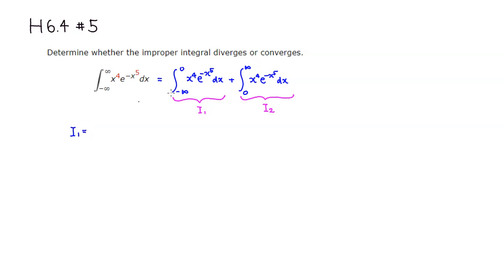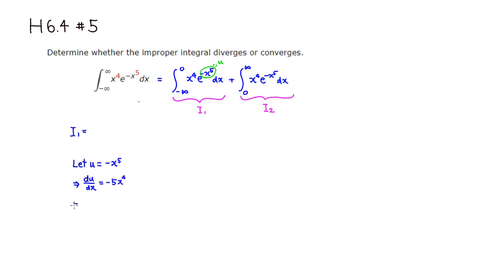I'm going to use a substitution on this one. I'm going to let u be the exponent here, so this is going to be our u. It's negative x to the fifth. Going through the usual drills, we take the derivative of u with respect to x, which gives us negative 5x to the fourth power.